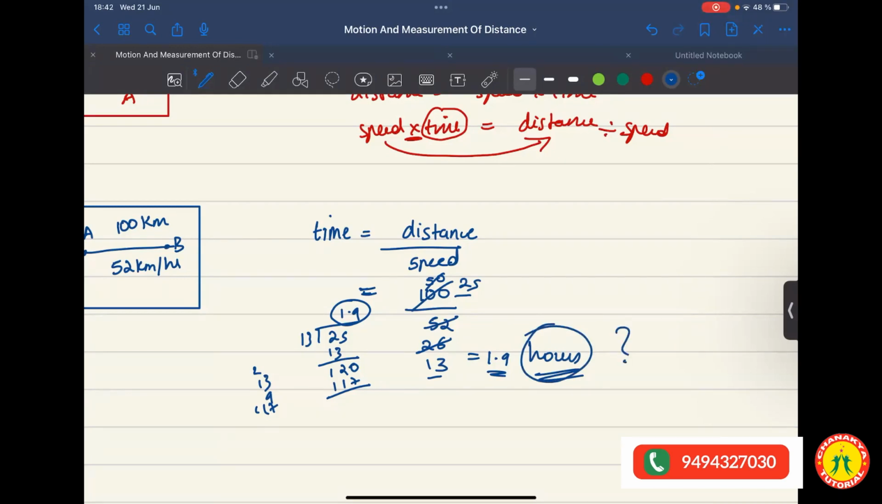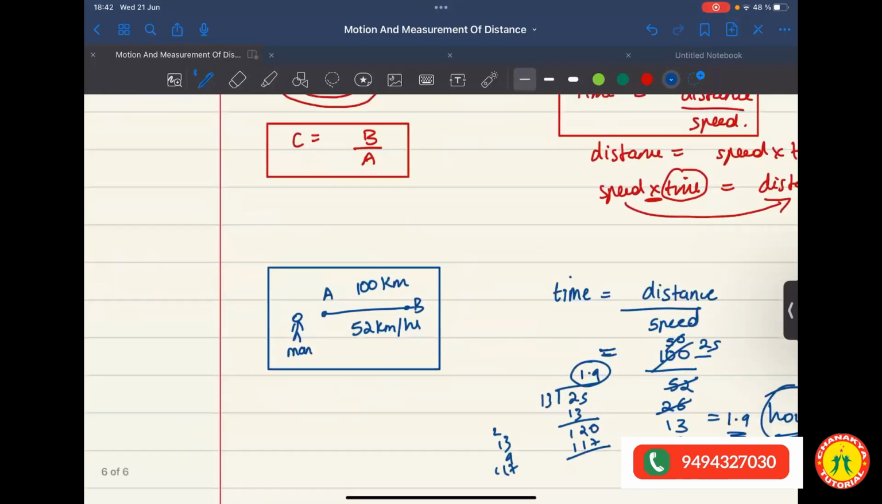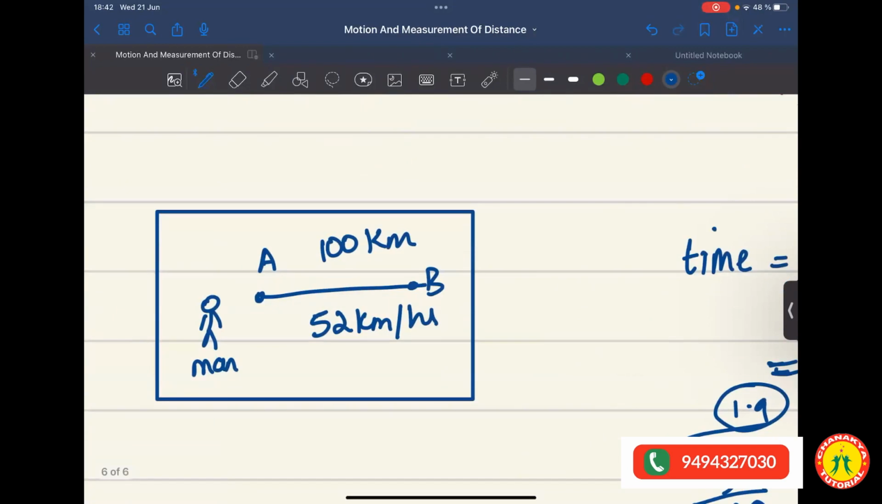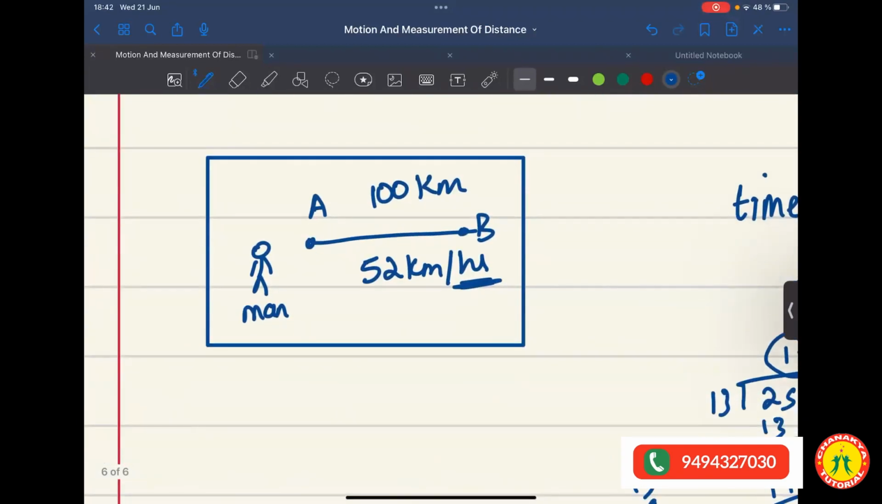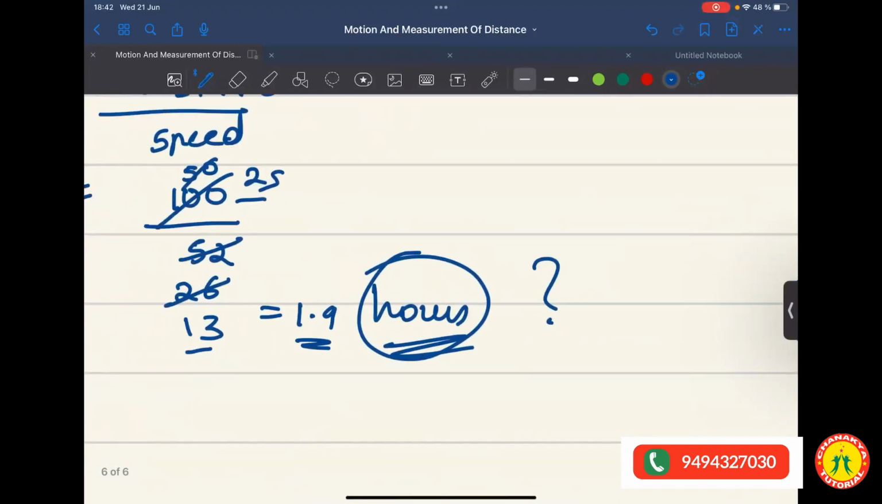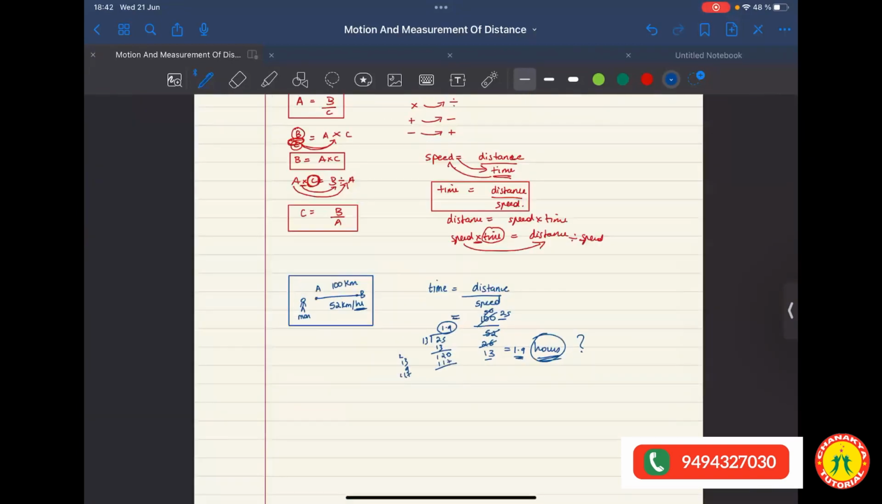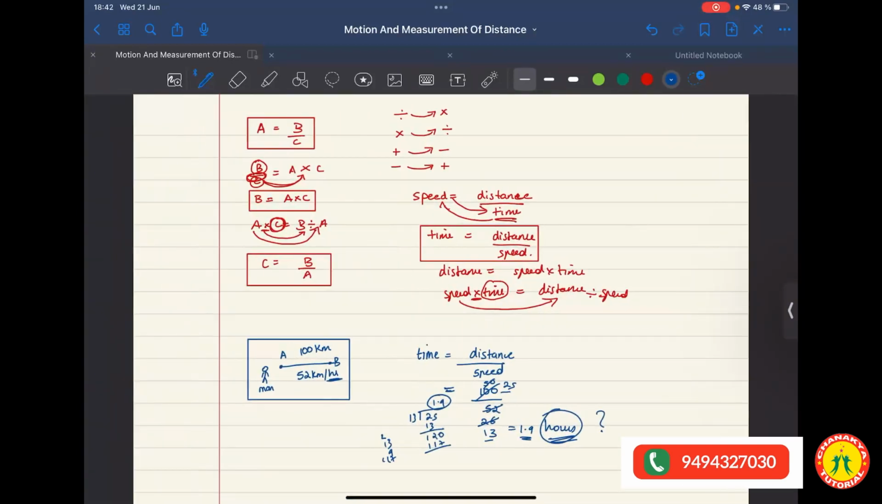Ma'am, because there is no conversion given in the question. Because the speed given is in kilometer per hour. If I'm giving kilometer per minute, then you should find in minutes. I'm given kilometer per hour, that's why the unit is hour. Got it? Note it down. Any doubts, please ask.